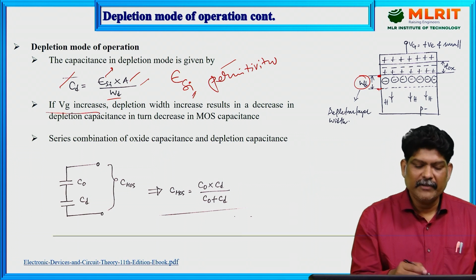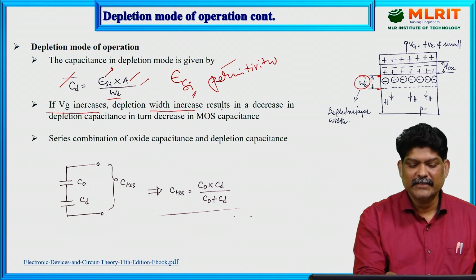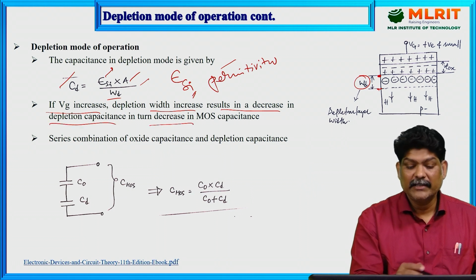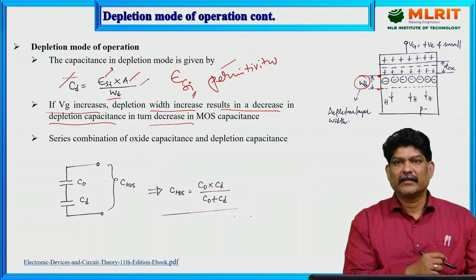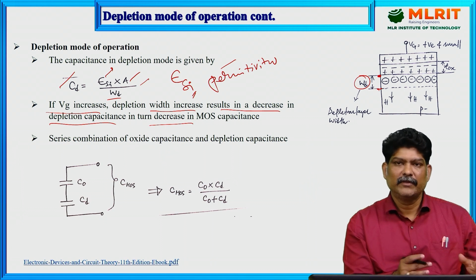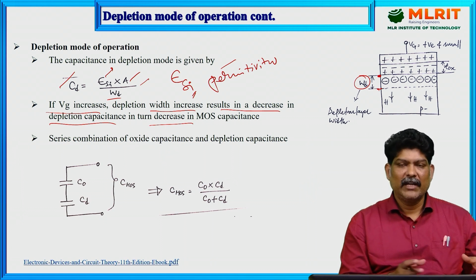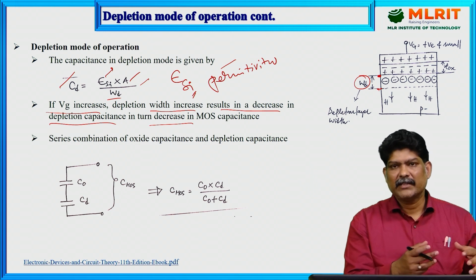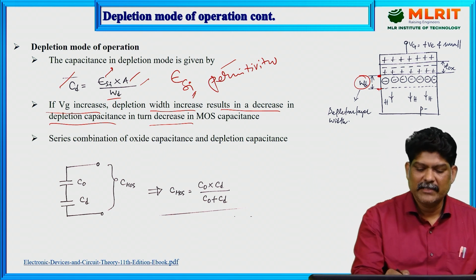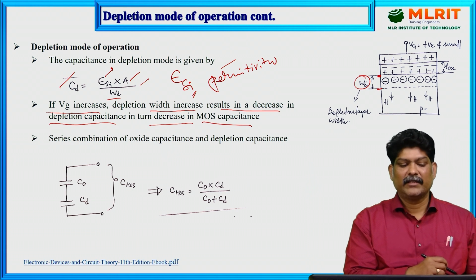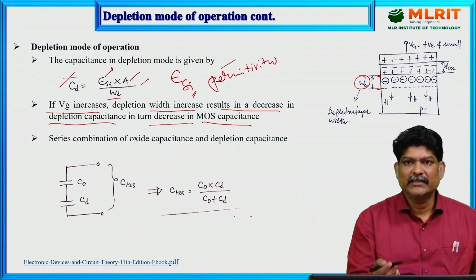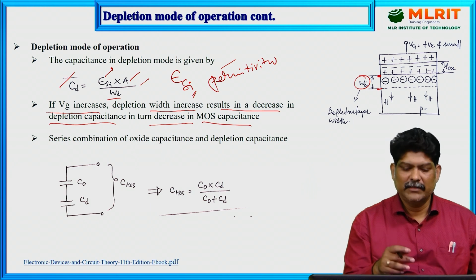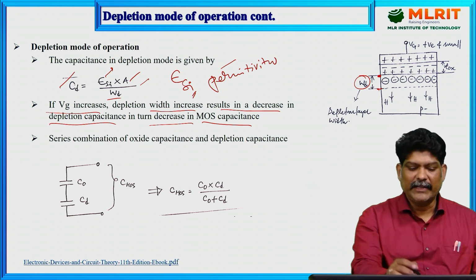If Vg further increases, the depletion width increases, which results in a decrease in depletion capacitance. In turn, this decreases the MOS capacitance. So if you further increase this value, the depletion width also increases, and correspondingly the depletion capacitance decreases. If the depletion capacitance changes, the MOS capacitance also changes. So the depletion capacitance decreases, and in turn your MOS capacitance also decreases.